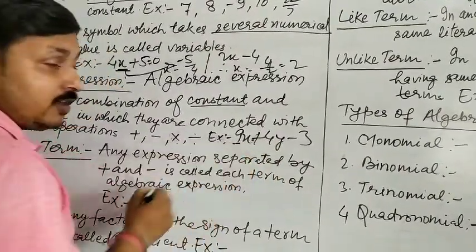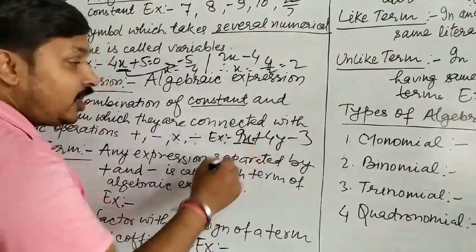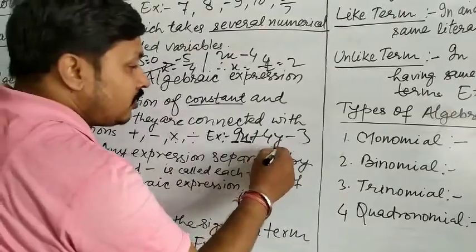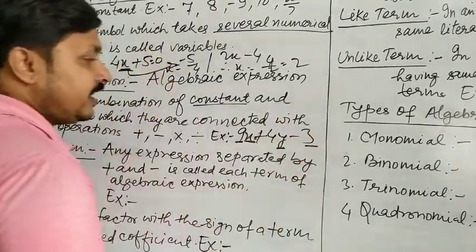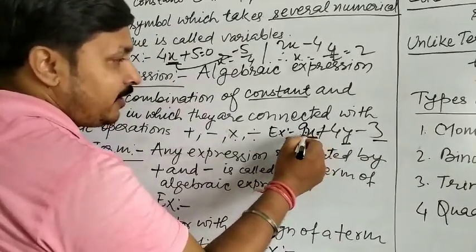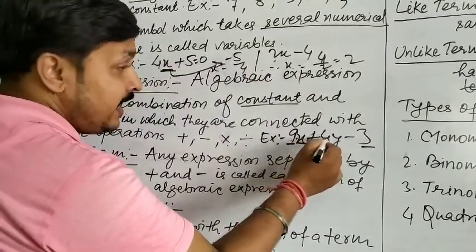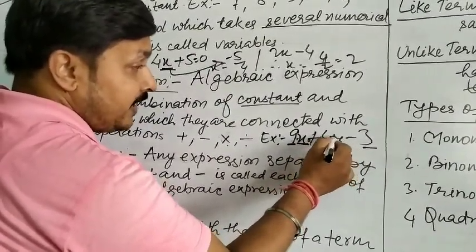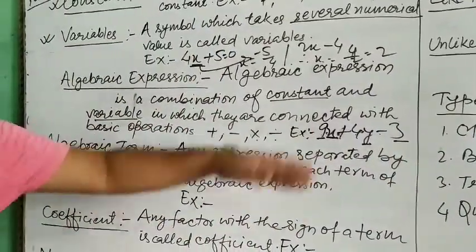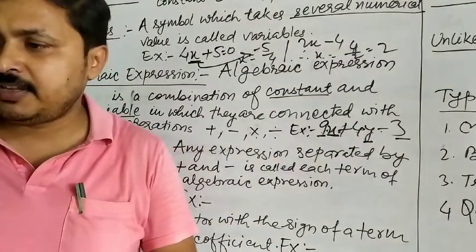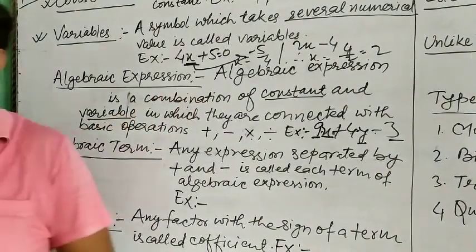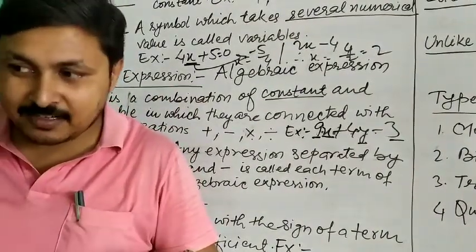Here is the numerical coefficient. This is the variable, also known as the literal term. This is also a variable and this is the constant. Here are the basic operations. Between 9 and x is into, and between 9x and 4y is plus. Between 4 and y is into. Between 4y and 3 is minus. So many basic operations are used in the combination of constants and variables. That is called the algebraic expression. You understand that? Okay.